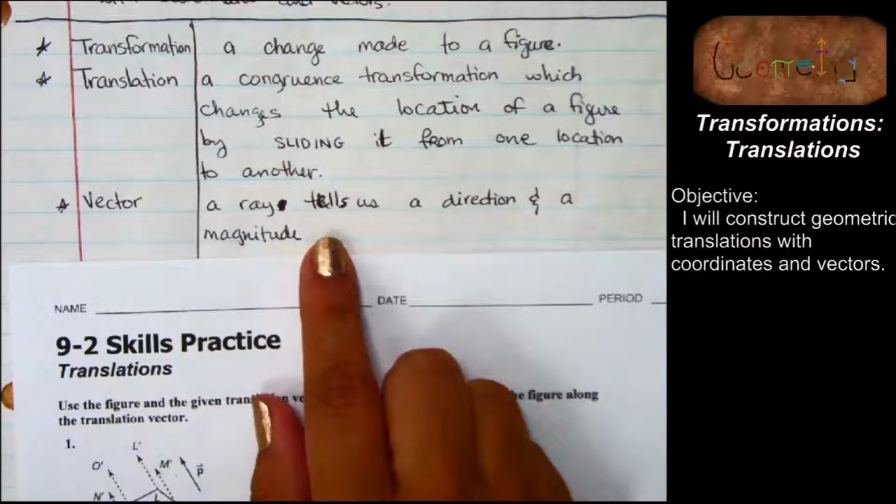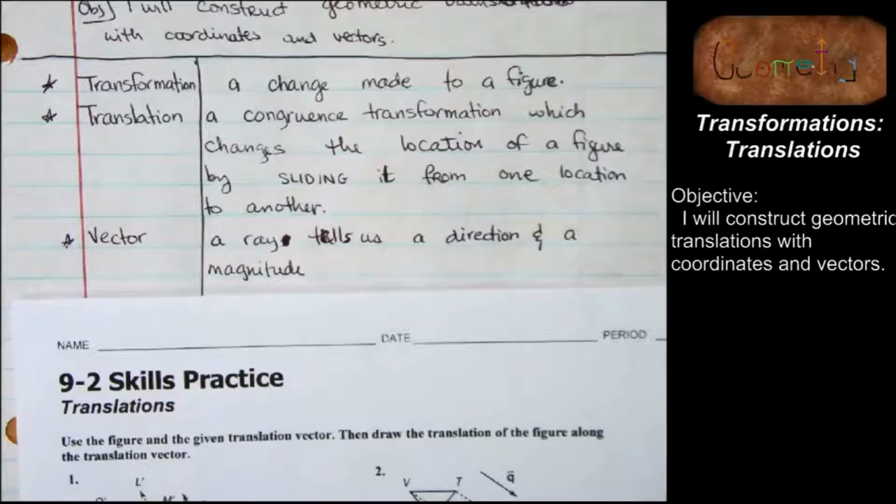Direction and magnitude. And the ray, this special ray, the vector. He says that. He gives a direction, tells you where you're going that way. And a magnitude, how far?